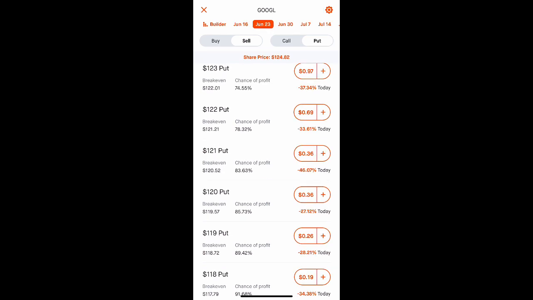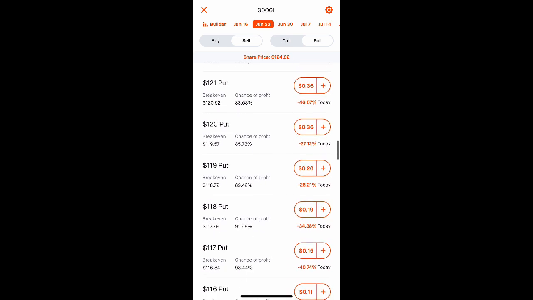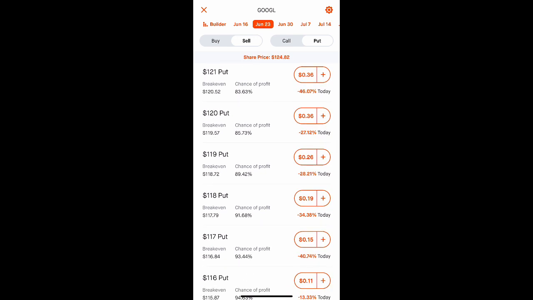And remember, when you sell the put, it's essentially an agreement to buy the 100 shares of a stock at the strike price that you choose. So you can see here where it says chance of profit in the middle of the screen. As we get further away from the share price, that chance of profit increases, which means the stock is less likely to drop to that price at the time period that we have here.